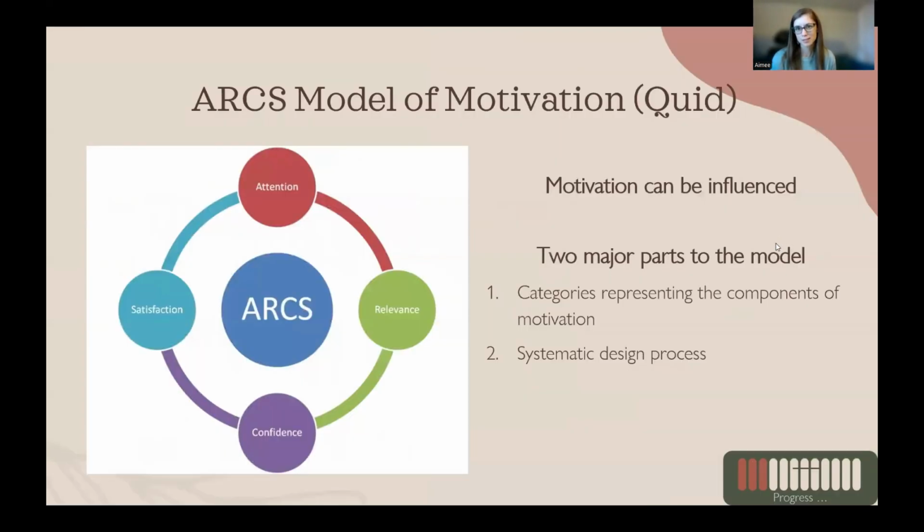The model itself, based on the idea that motivation can be influenced, has two major parts. First is what we see here on the left, and that's categories, 4 categories representing the components of motivation. And then the next part is the systematic design process.